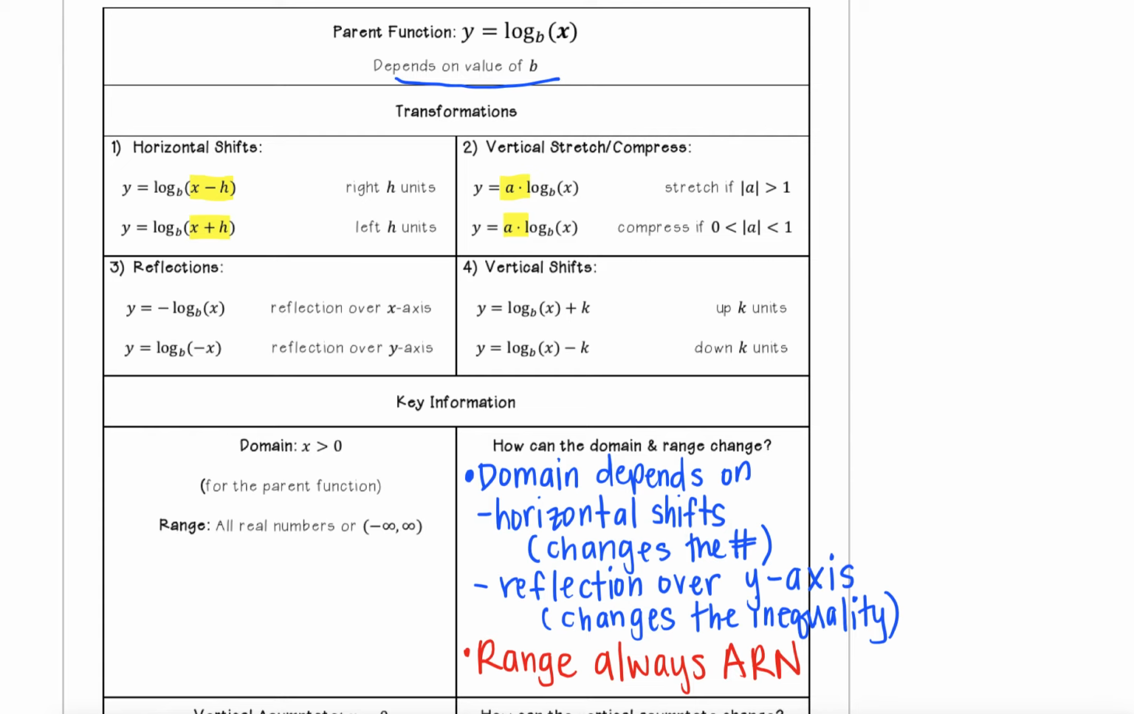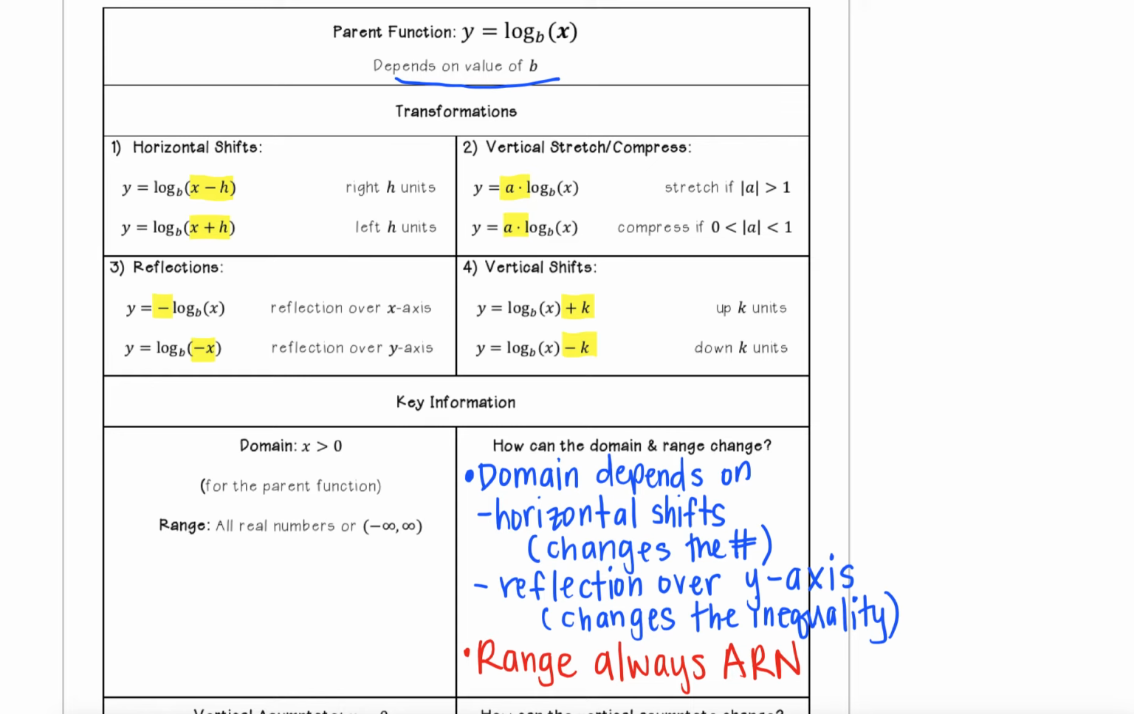Now, if that a value is also negative, that brings us to our first reflection. So if we have a negative sign multiplied to the log, that would be a reflection over the x-axis. And if we have a negative sign inside the log, that would be a reflection over the y-axis. And our last transformation is our vertical shifts. So if we add a number outside of the log, we're moving it up k. And if we subtract a number outside of a log, we're moving it down k. Now, just like all of our other parent functions, the domain and the range are going to change according to the transformations that are applied.